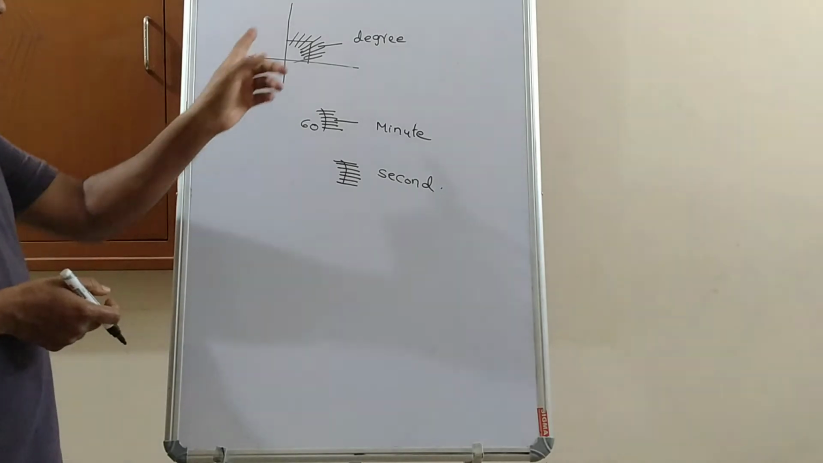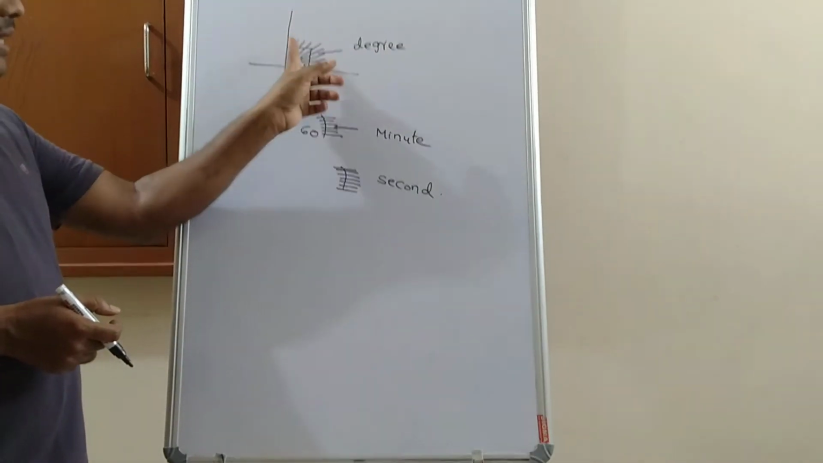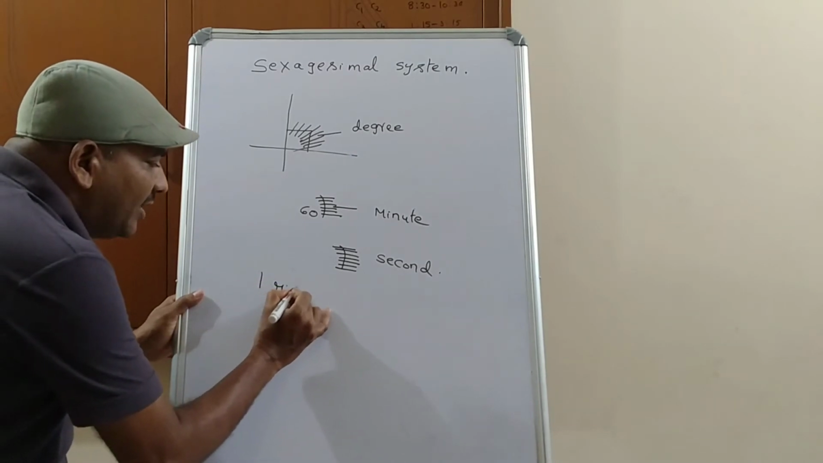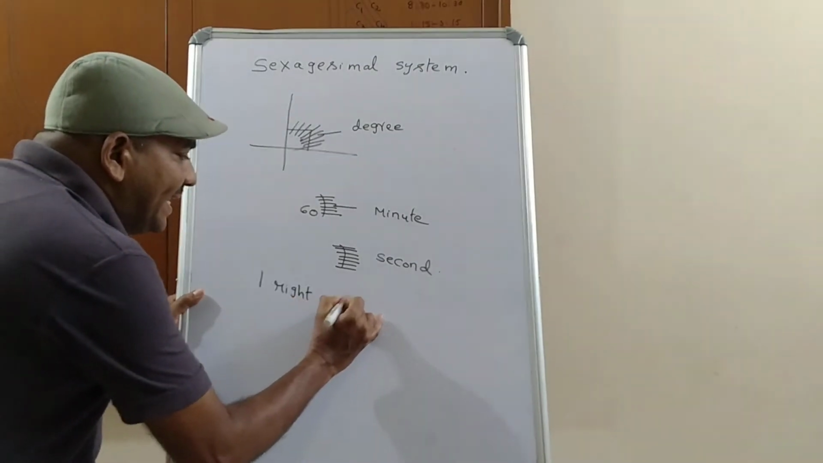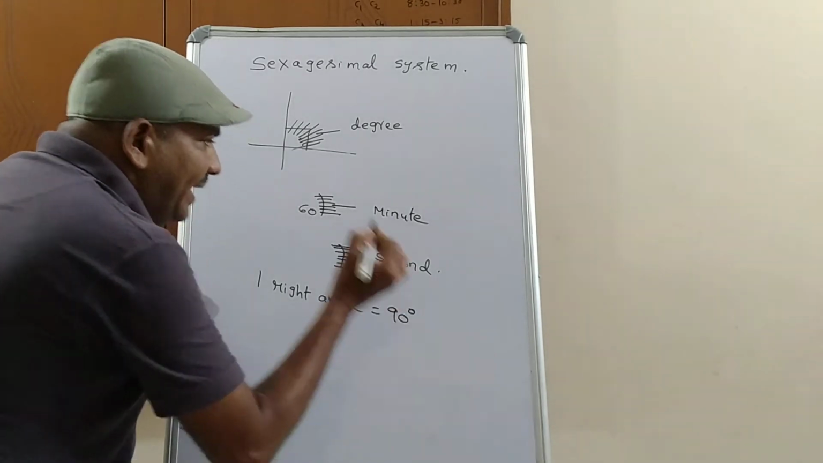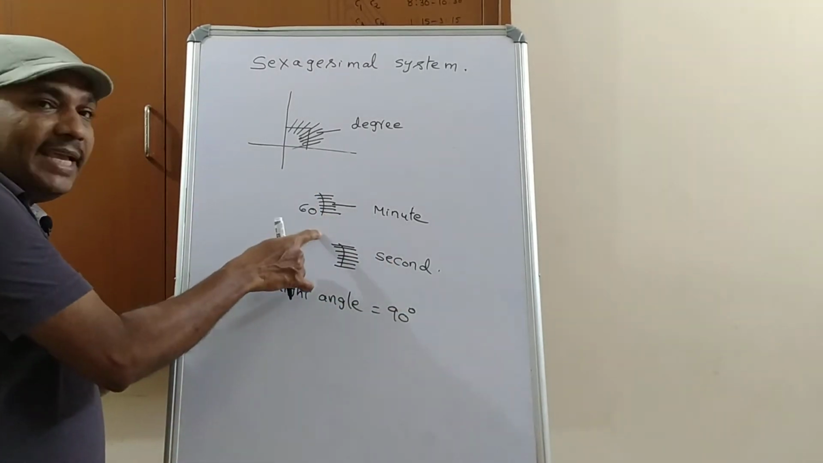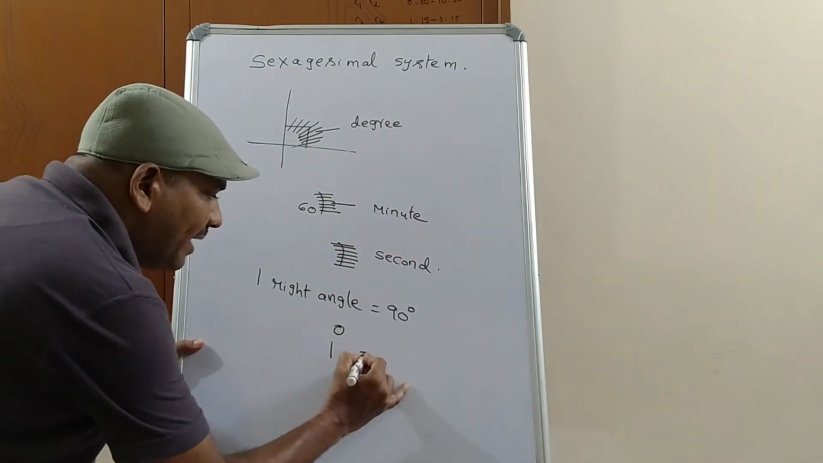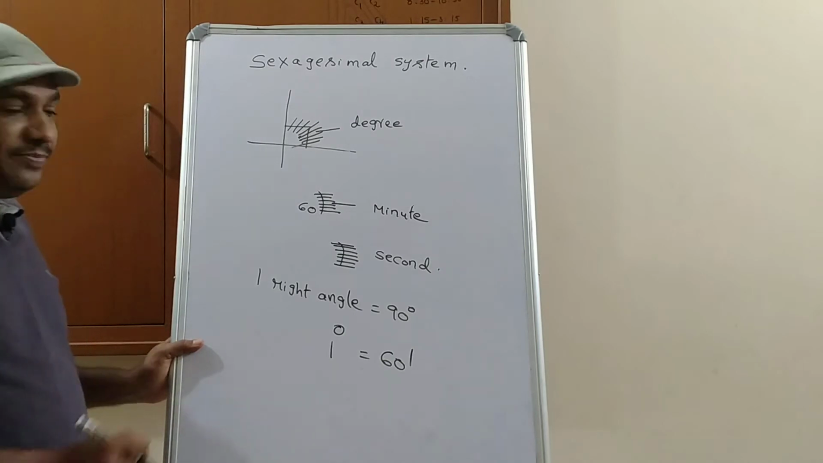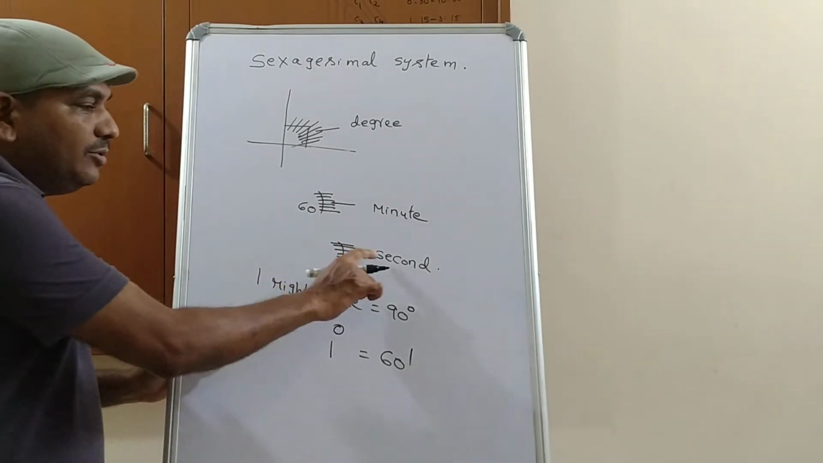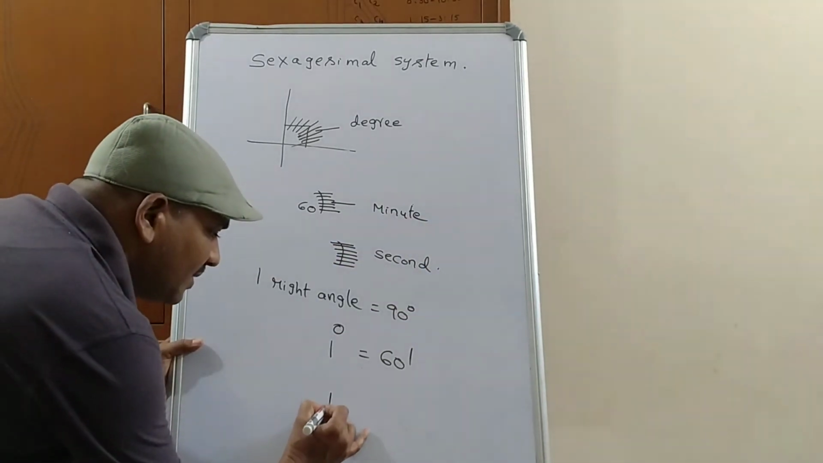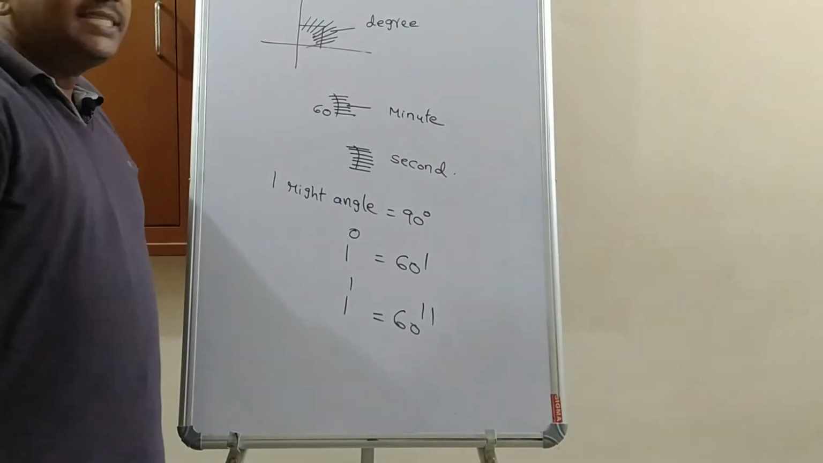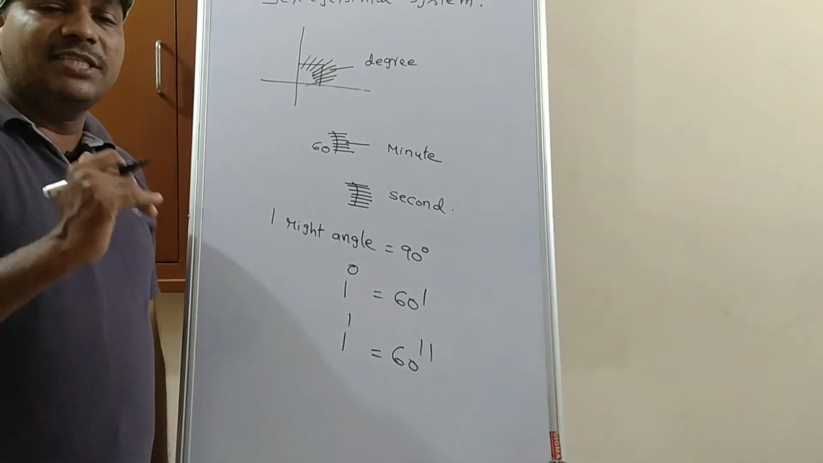That means 1 right angle equals 90 degrees. 1 degree equals 60 minutes. 1 minute equals 60 seconds. This system is called sexagesimal system.